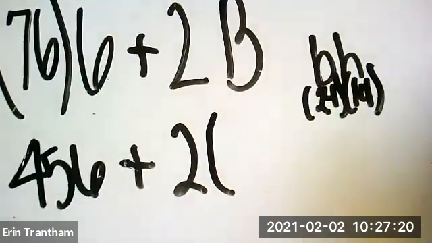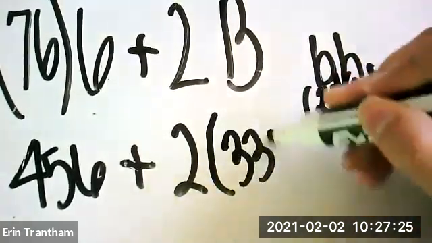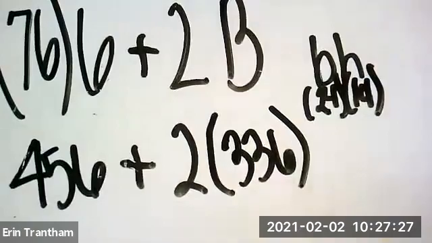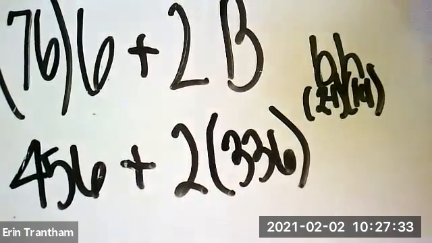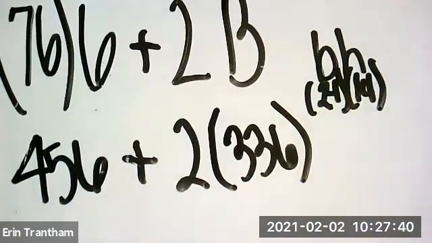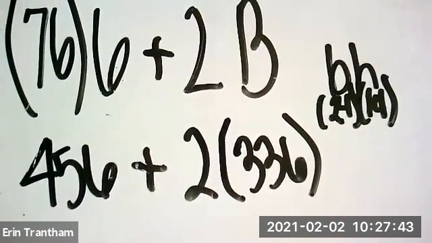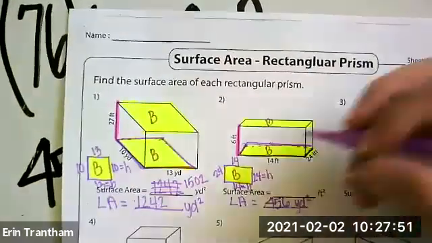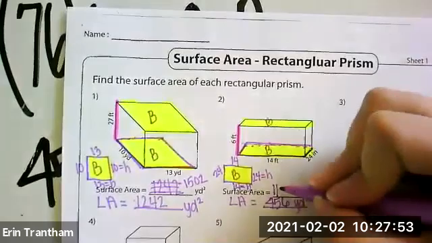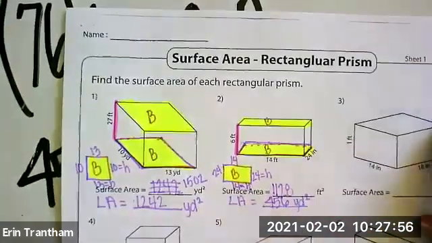What did you get? 336. So now we're going to do 456, because that's your lateral, plus 2 times 336, because that's your big B. What did you get? 1,128. 1,128 for your total. Feet squared.